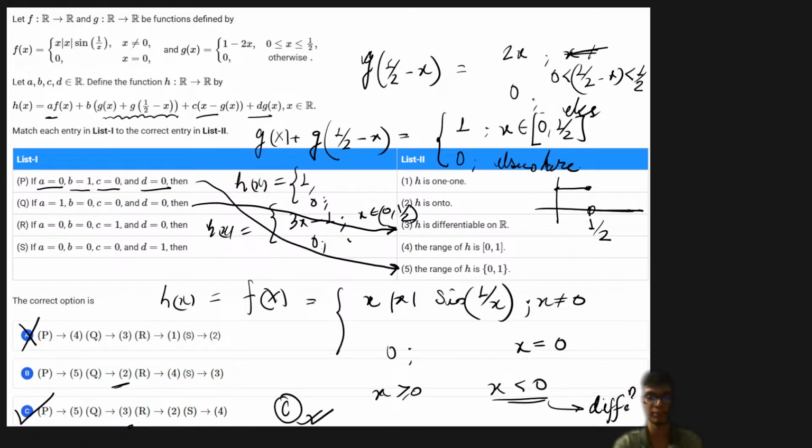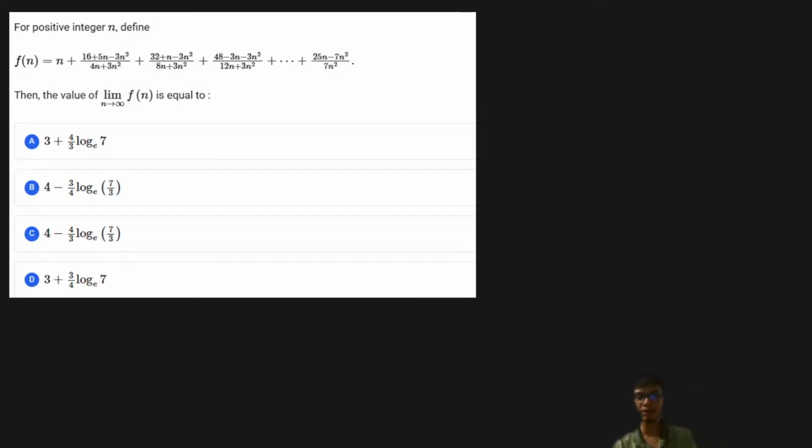So let's try to move to the next problem from here, right? The next problem is a very interesting problem. So please do give it a try.